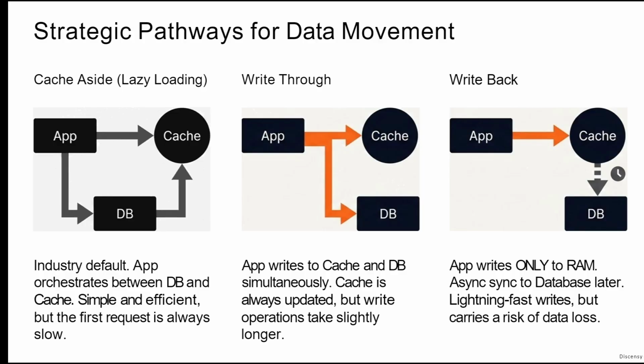application, or a request is made from the front end, then the app might directly reach out to the cache, or might also travel to the database and then reach out to the cache. Might be direct or indirect. So it is the industry default. The app auto-saves between database and cache, which is simple and efficient. But the first request is always slow.